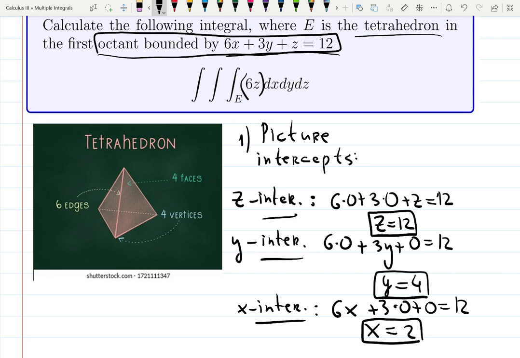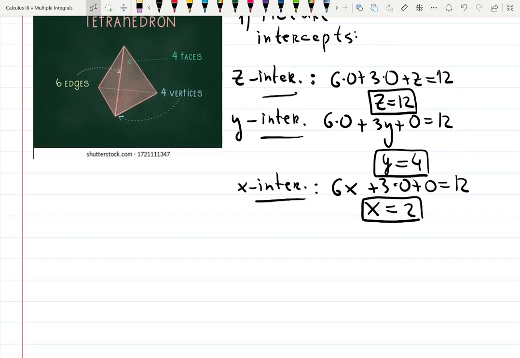Now we can start drawing the picture. This is the tetrahedron in general, cut out by the first octant, and these are the points we need to draw the picture.